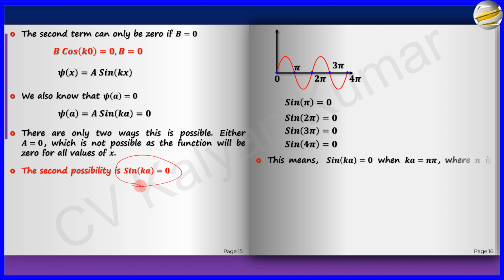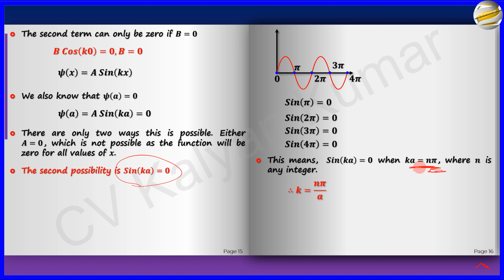This means sine k a is 0 when k a will be n pi. So for any value of n pi it will be 0. And n can be any integer. N has to be an integer because only for integral values of n is the sine value 0. So k has to be n pi by a. It follows from here.